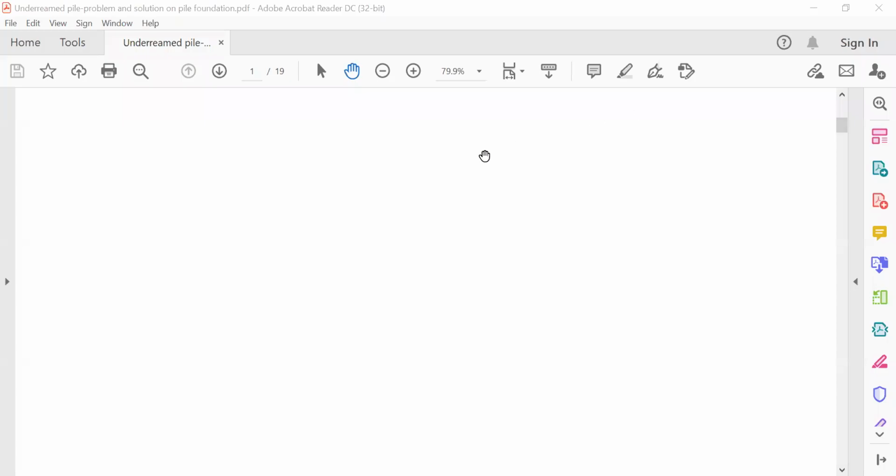So, in the last lecture, what components did we discuss? We started with the group action of piles. Group action of piles means how piles work together when they are in a group. So what are the important parameters in the case of group action of piles?